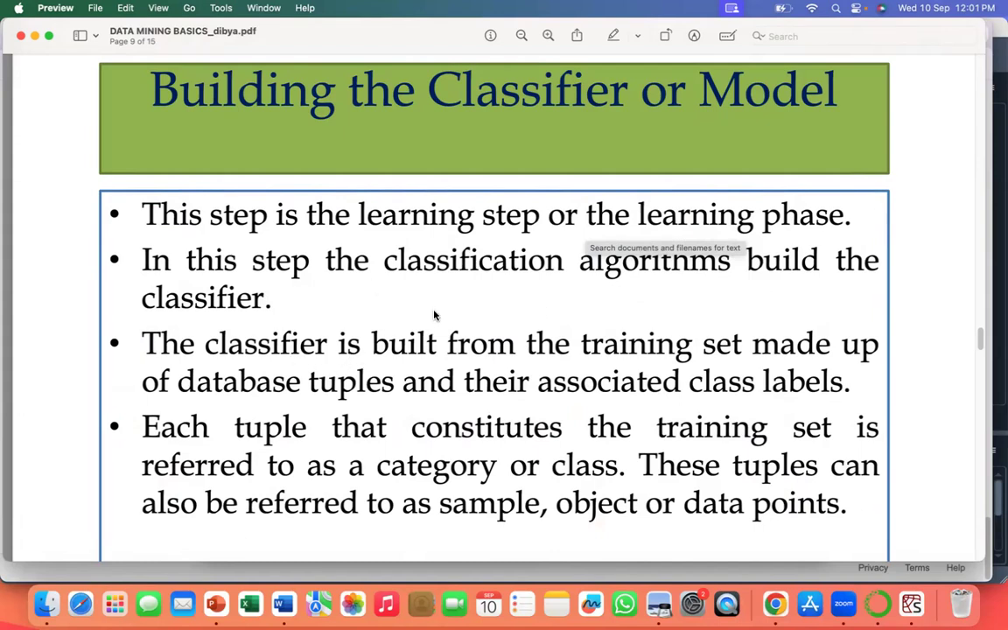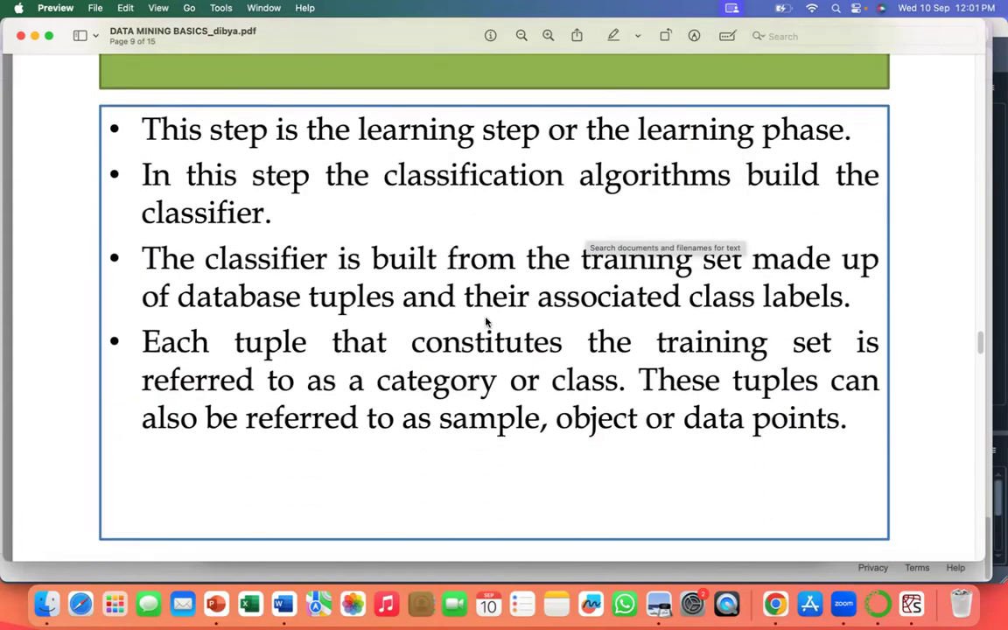Right. The classifier is built from the training set made up of database tuples and their associated class labels. Each tuple that constitutes the training set is referred to as a category or class. These tuples may also be referred to as samples, objects, or data points. Got my point? So every tuple will constitute some training set, and that particular one we will call a particular class or category.